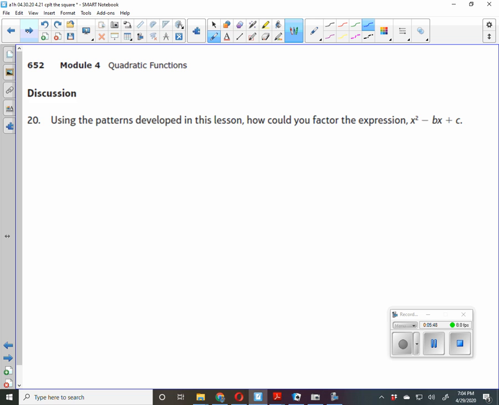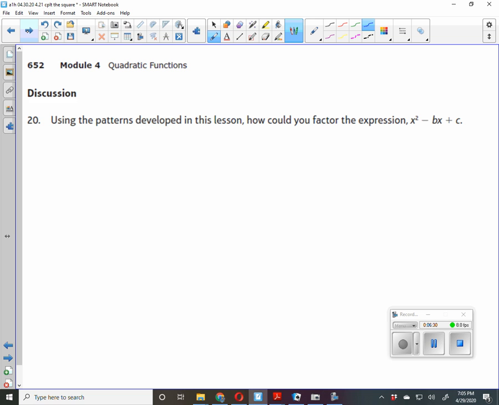All right, so now we're at a point where we want to use this completing the square business to be able to work with this equation in number 20, x squared minus bx plus c, and go through that process. Now, again, this is going to be a little bit detailed, but there's a reason for it.